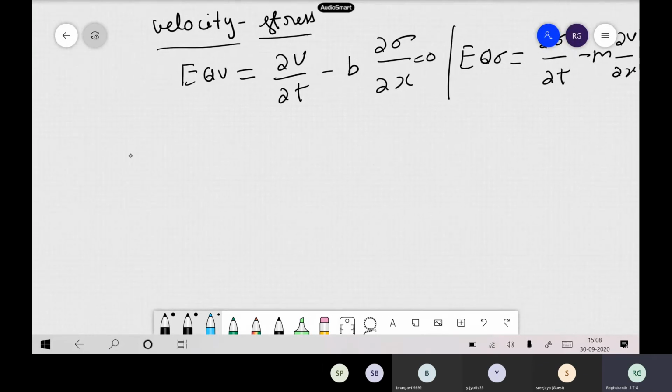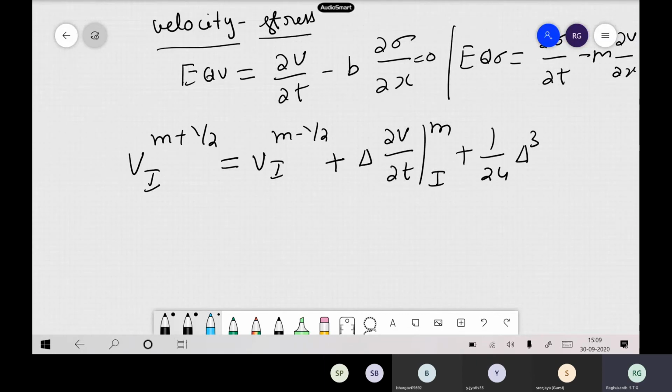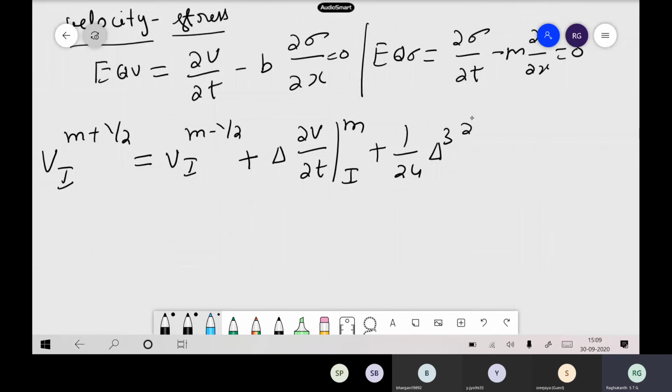Which means, if you write this expansion, say v at i, m plus half, expand in terms of Taylor series, m minus half. So we have delta dou v by dou t, plus 1 by 24, delta cube, dou cube v by dou t cube. So this comes from Taylor series expansions, plus order delta to the power of 5. So this is how the higher order terms come into the picture.